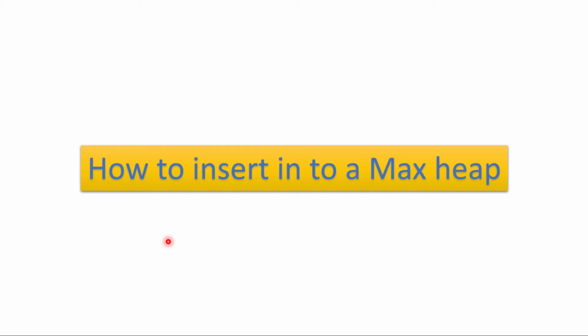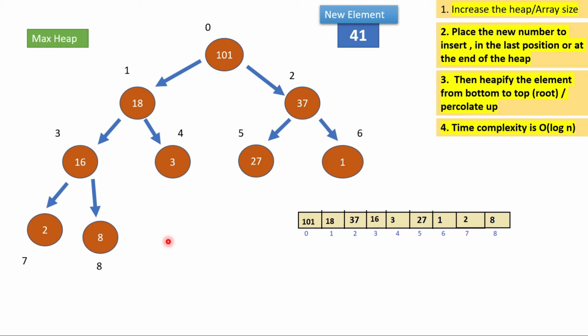For our example we will take a max heap, and this max heap you have already seen in the previous video. I took the same example. Here you can see the previous max heap which you already built. You can also verify whether the max heap properties are maintained or not. 101 is bigger than each and every child. For 18 also it is the same thing. For 37 also it behaves the same. That way it's a complete max heap.